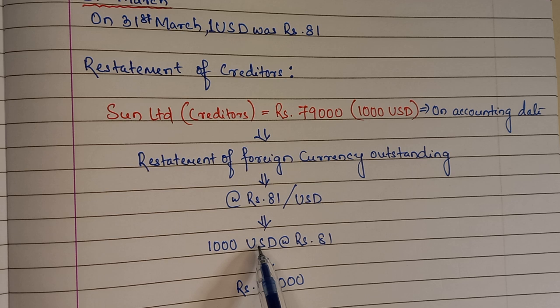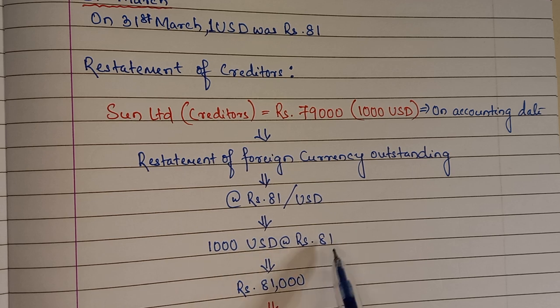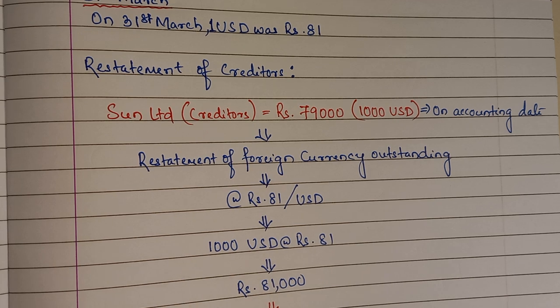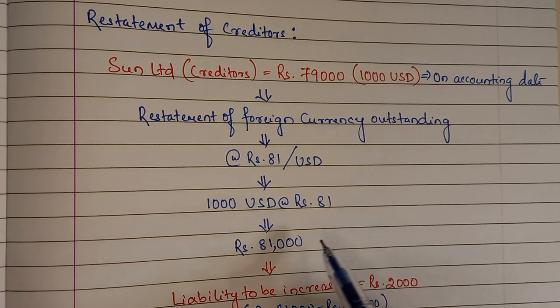So $1,000 I have liability at the rate of 81. The restated liability is 81,000 rupees. That means in my balance sheet I have to show payable to creditors at 81,000 rupees. Okay, so liability to be increased by rupees 2,000. That is 81,000 minus 79,000 already accounted. So I have to increase the liability by 2,000 rupees.